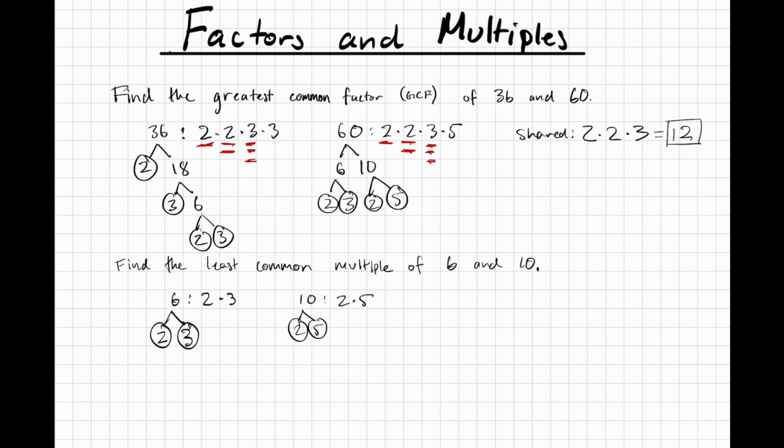What is shared in common between these two? Well, there's a 2 shared in common. So we multiply one 2 by the things that are uncommon between the two. 3 is uncommon, 5 is uncommon. It's only found in one of them. So we multiply it times 3, and then we multiply times 5. Now we find this value to be 30. So 30 is the least common multiple of the numbers 6 and 10.